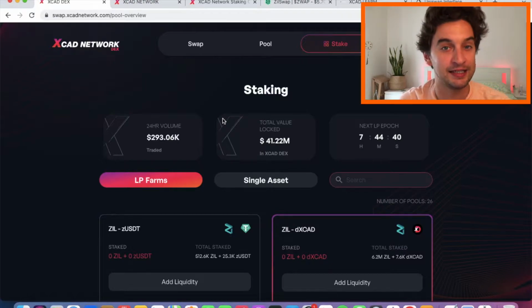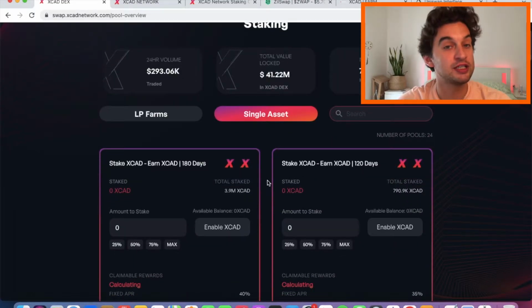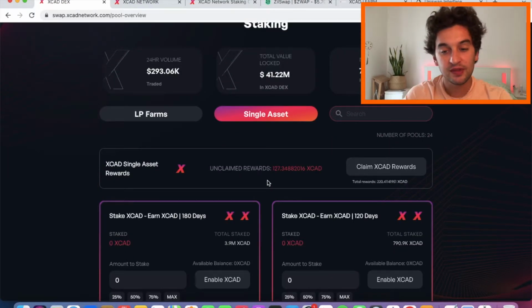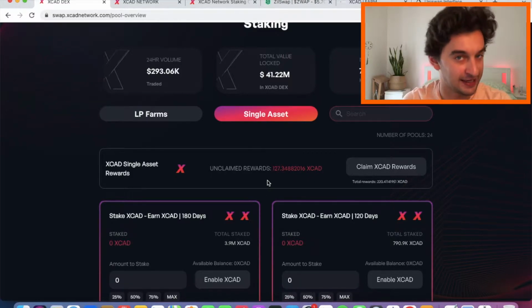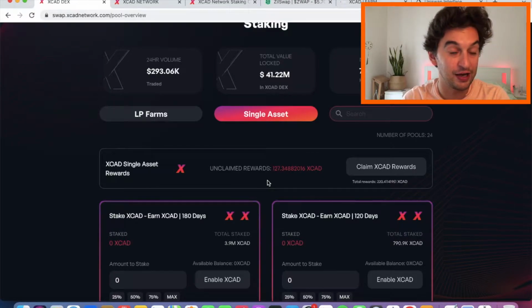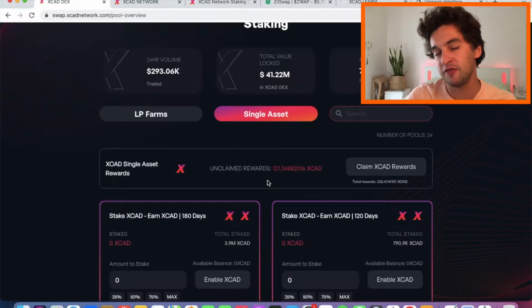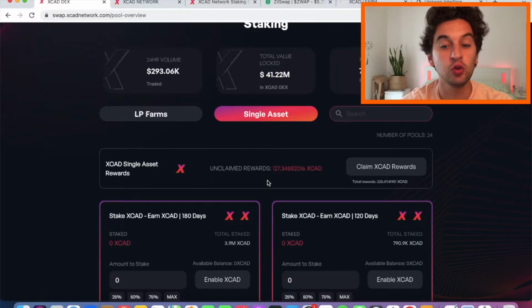But on the DEX, it is also my favorite way of staking this coin. So we're talking about the single asset. What does this mean? Well, the single asset allows you to stake only XCAD without having to put 50% of your dollar value in XCAD and 50% in the other LP coin. It allows you to do it with all the money on XCAD.